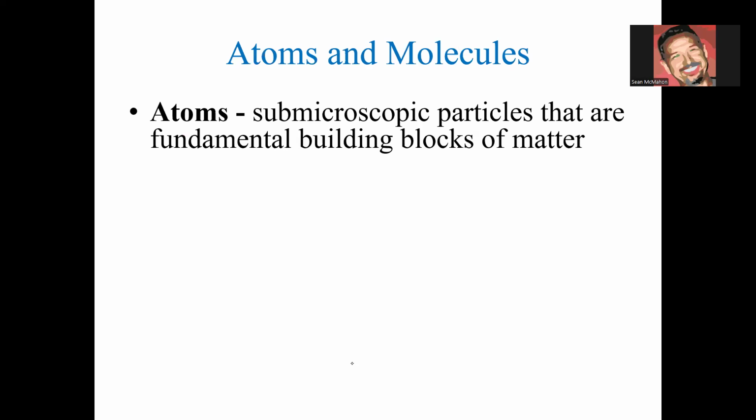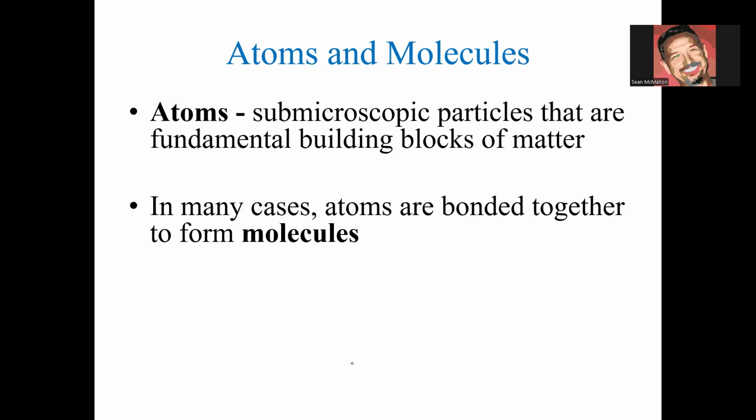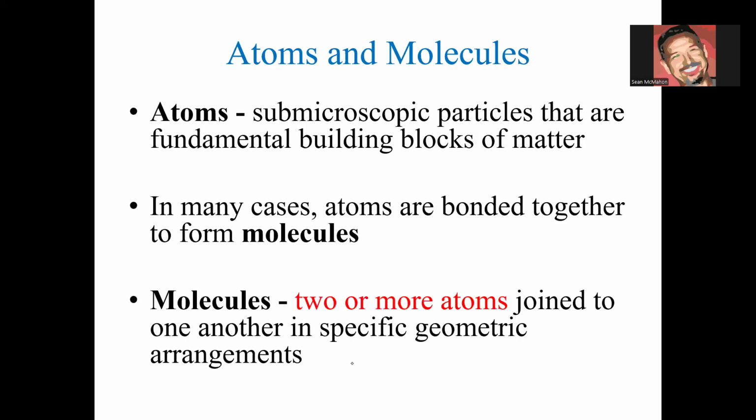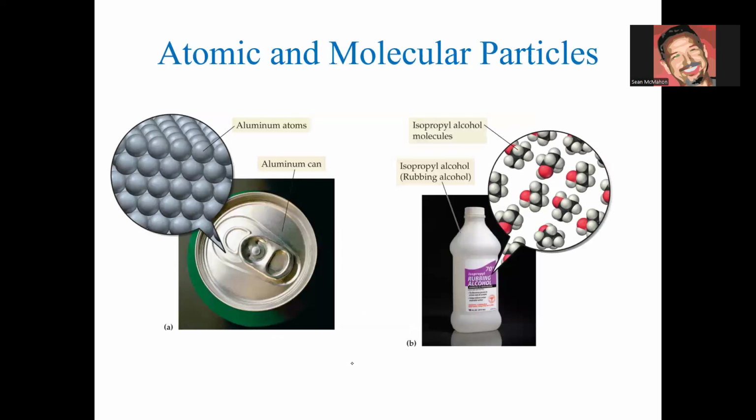For now, atoms are microscopic particles that are basically the building blocks. In many cases, these atoms can bond together to form what are called molecules. If you have more than one type of atom bound together, that would be referred to as a molecule. When they bind, they form specific patterns of geometry, and we'll see later that this also gives them certain physical and chemical properties.